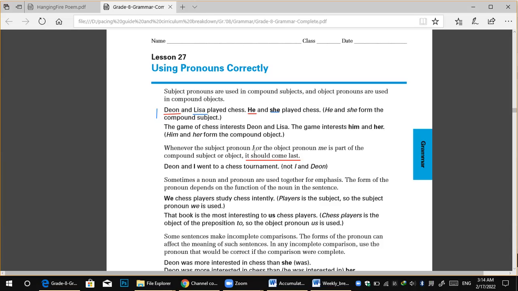Of course, we have here, for example, we chess players study chess intently. So here he tries to explain the example now. Players is the subject, so the subject pronoun we is used. We is used. Okay, so here we have to focus on the three points. So let's start now. Okay, firstly, just a minute.